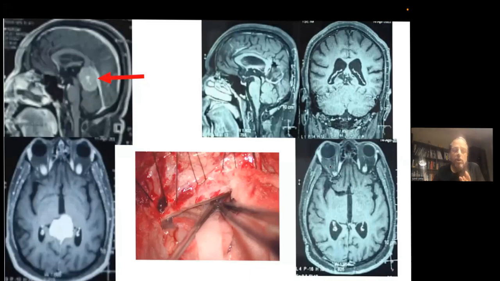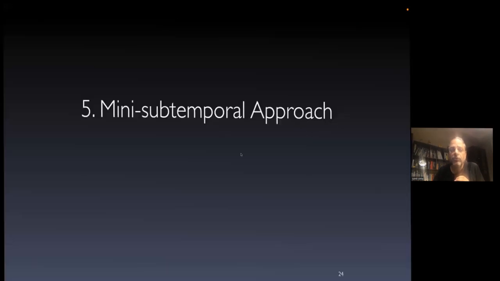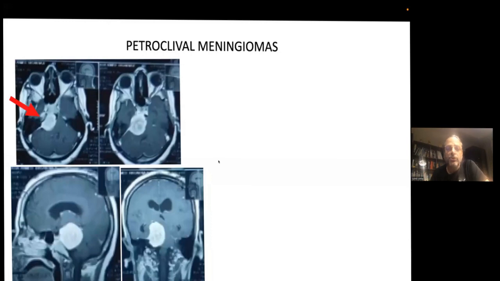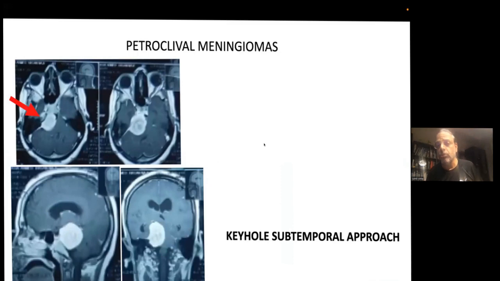So a keyhole can work magic if properly placed, if properly designed, if the philosophy of the keyhole is properly followed. Now, coming to the mini subtemporal approach, this is the most important approach for various posterior skull base and middle skull base lesions. Now, coming to the petroclival meningiomas, this is one such petroclival meningioma which I chose to operate through the keyhole subtemporal route.